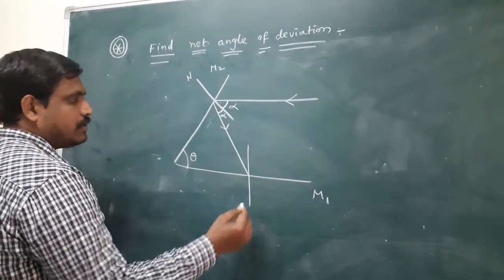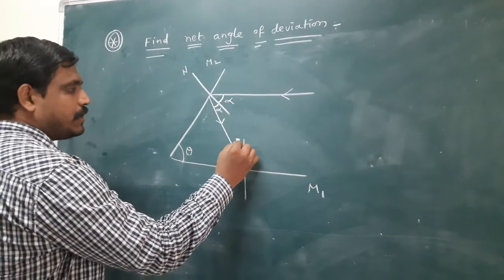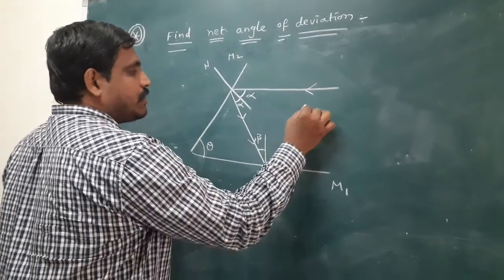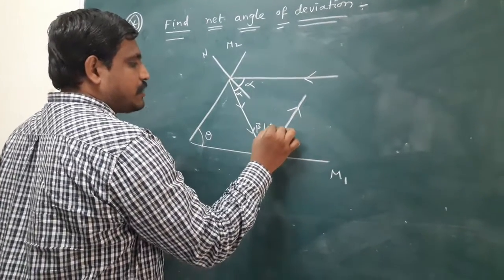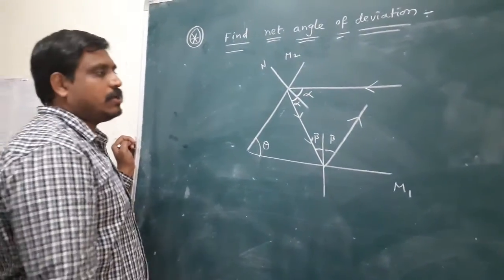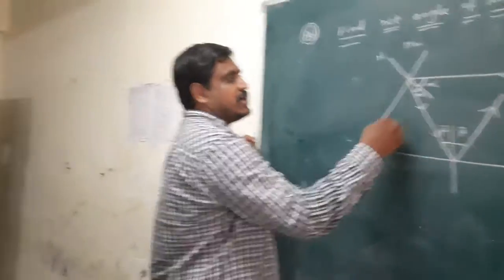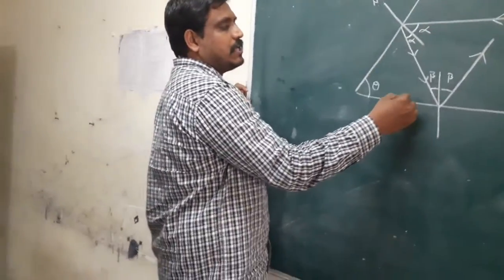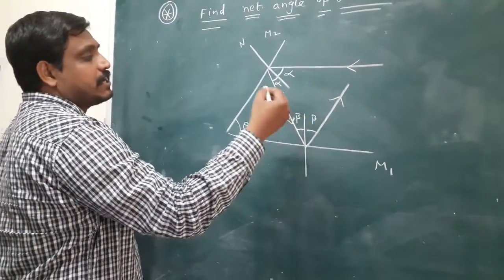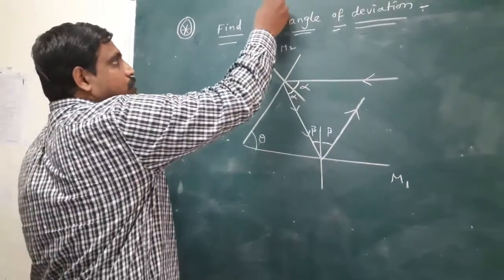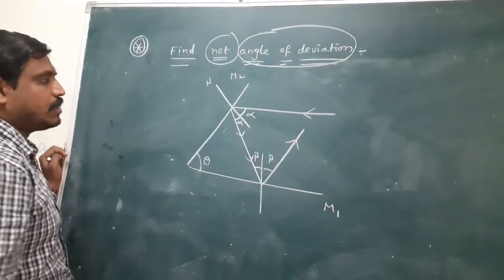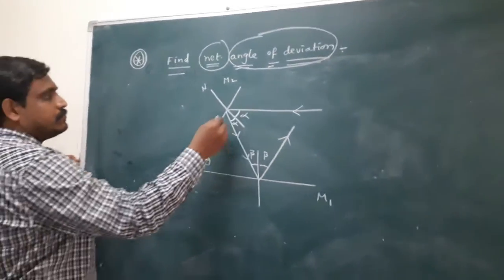Next, here it falls at an angle beta, and again it will be incident on the mirror and be reflected. The angle of reflection is also beta. Look here, theta is the angle between two mirrors. This ray falls on the first mirror and then on the second mirror. Here the question is to find the net angle of deviation.